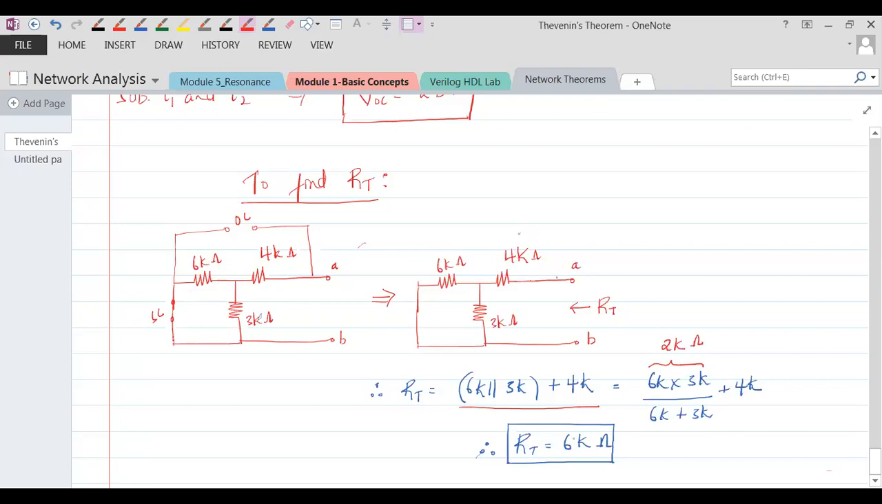In the last class when I was ending, I wrote this as 2 kilo ohms. It's 6 kilo ohms. If you have written it as 2 kilo ohms, change it. So what did we do now? We have found out the Thevenin's equivalent network.